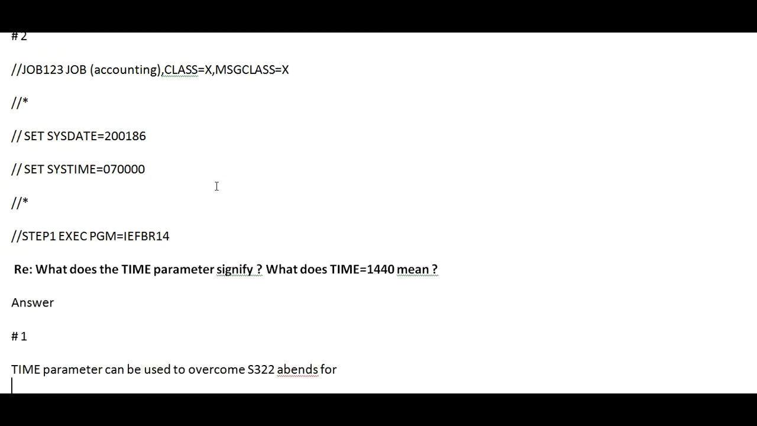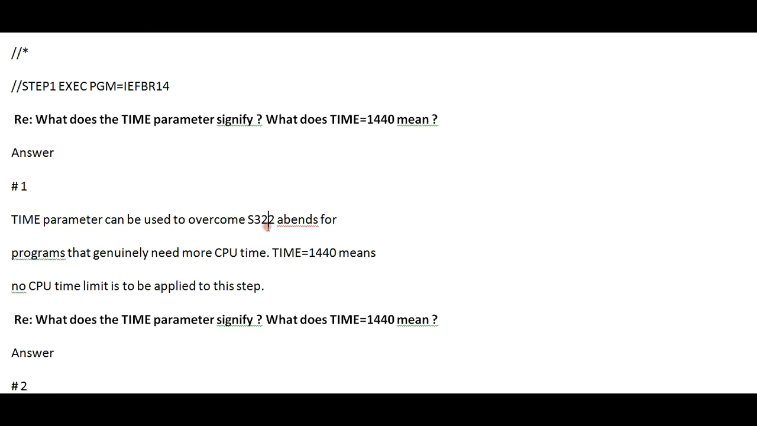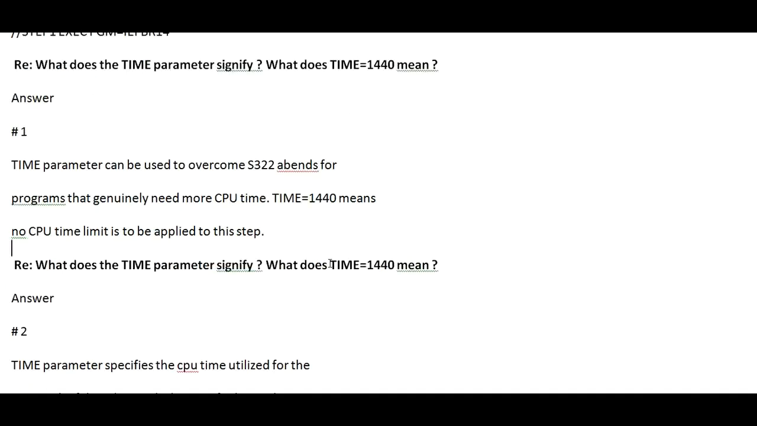What does the time parameter signify and what does time=1440 mean? The answer is: the time parameter can be used to overcome S322 abend for programs that genuinely need more CPU time. TIME=1440 means no CPU time limit is to be applied to this step. Sometimes there will be a set of jobs which require more and more time, and some jobs will run for hours and hours. In that state you need to set the time to 1440. It means CPU time is allocated as unlimited and the job can run for a long time. So this is mainly used for a job which is running for a long time.